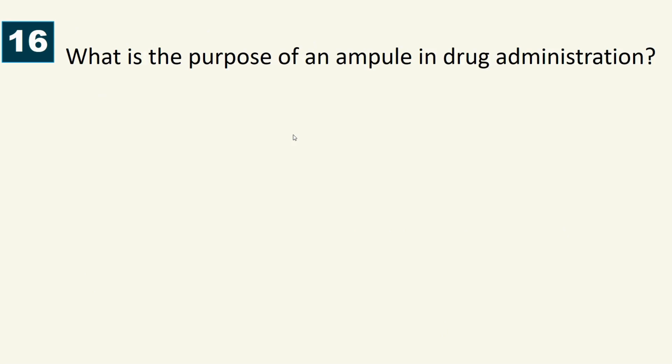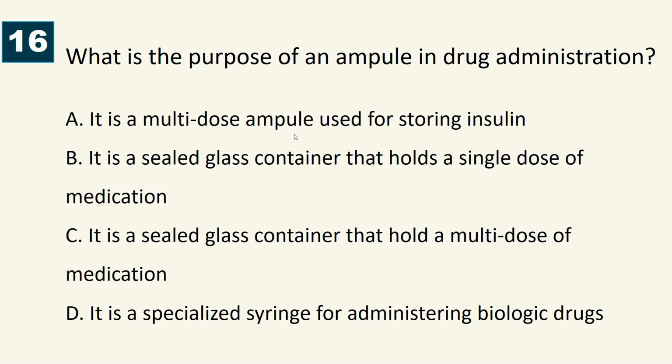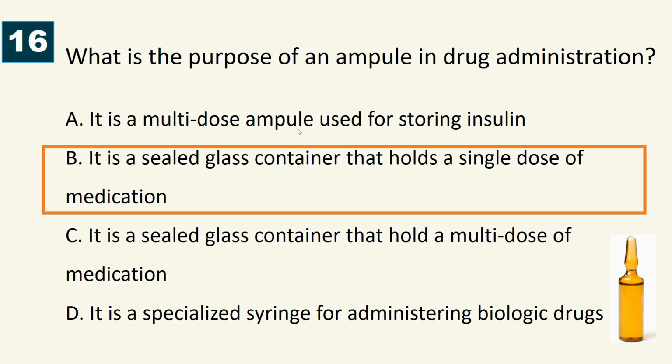Next, what is the purpose of an ampoule in drug administration? Is an ampoule a multi-dose container used for storing insulin? No, it is a sealed glass container that holds a single dose of medication. That's the correct statement. Ampoules carry a single dose of medication, and generally those are sterile preparations.